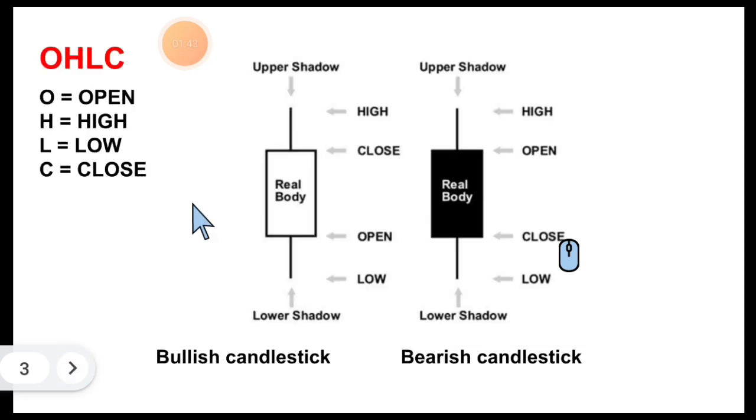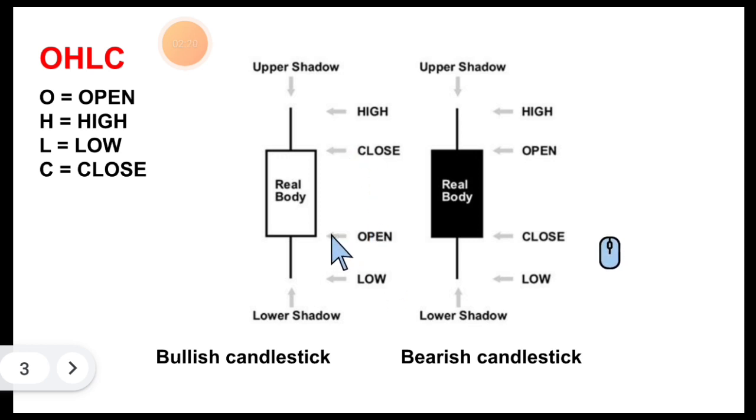Moving on, when you talk about candlesticks, you can see this is a bullish candlestick, and I will explain why. This is a bearish candlestick, and I will explain why. The OHLC is what we use to indicate: the open, the high, the low, and the close. Look at this candlestick here. Look at the wick. The top of the wick, the upper shadow, is the high. The bottom here is the low.